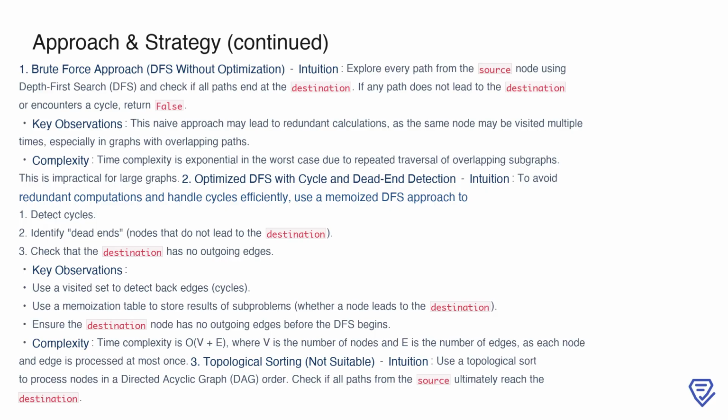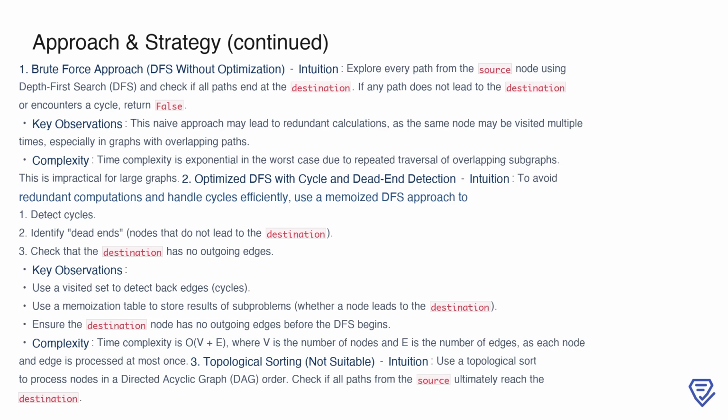To address this inefficiency, we move to an optimized DFS approach. By incorporating cycle detection and memoization, we can avoid redundant computations and ensure that cycles and dead ends, nodes that don't lead to the destination, are efficiently handled. Memoization allows us to store and reuse the results of subproblems, while a visited set helps us detect cycles during the traversal. This optimization reduces the time complexity to O(V + E), where V is the number of nodes and E is the number of edges. Additionally, before initiating the DFS, we perform a quick check to ensure the destination node has no outgoing edges.